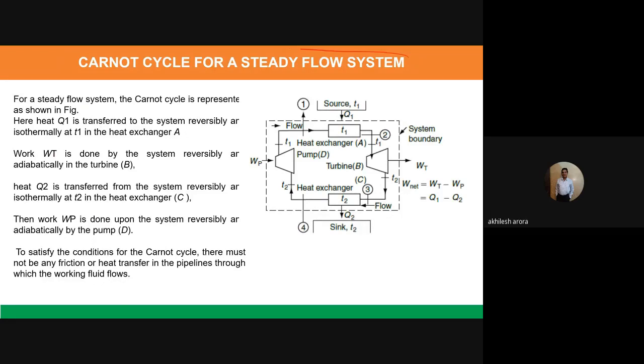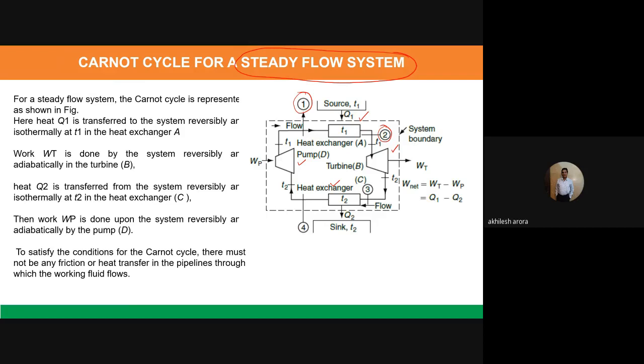In steady flow, you remember that there will be mass which is entering and mass which is leaving, and both the mass flow rates are equal. So how can we think about it? Here there are four components. First of all, the first one is a heat exchanger. The second one is a pump. The third one once again is a heat exchanger, and the fourth one is a turbine. So we are starting from this point up to this point. That means I am talking about the process 1 to 2.